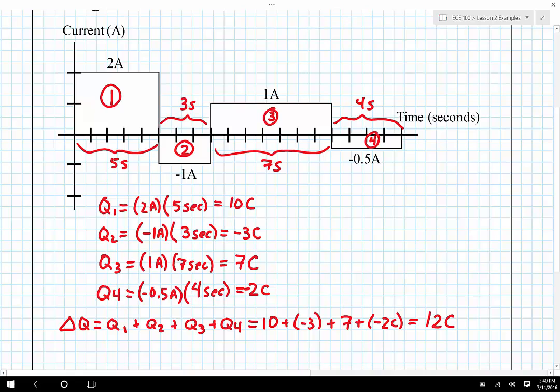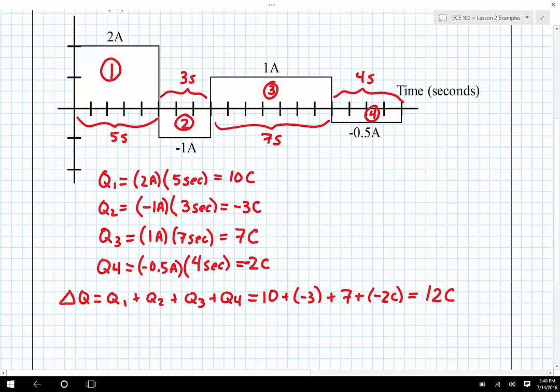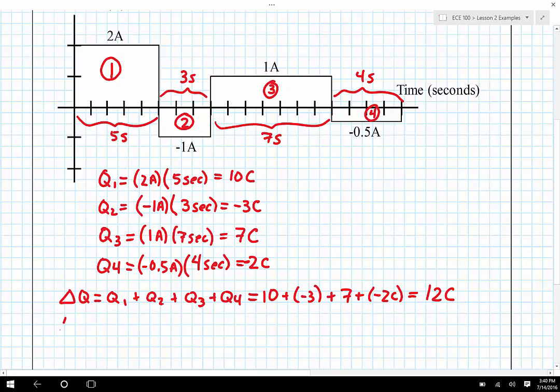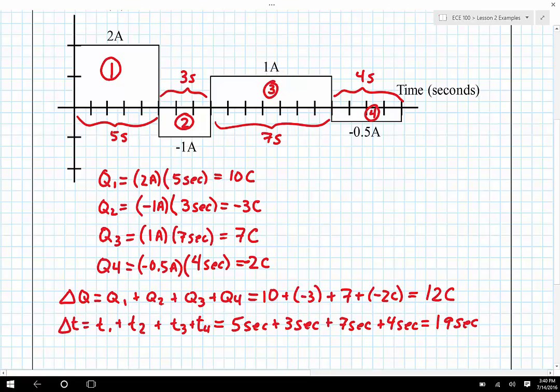And of course, then the question is how much time passed. Well, there we can just say that delta T is going to be T1 plus T2 plus T3 plus T4, which is 5 seconds plus 3 seconds plus 7 seconds plus 4 seconds, which works out to be a total of 19 seconds.